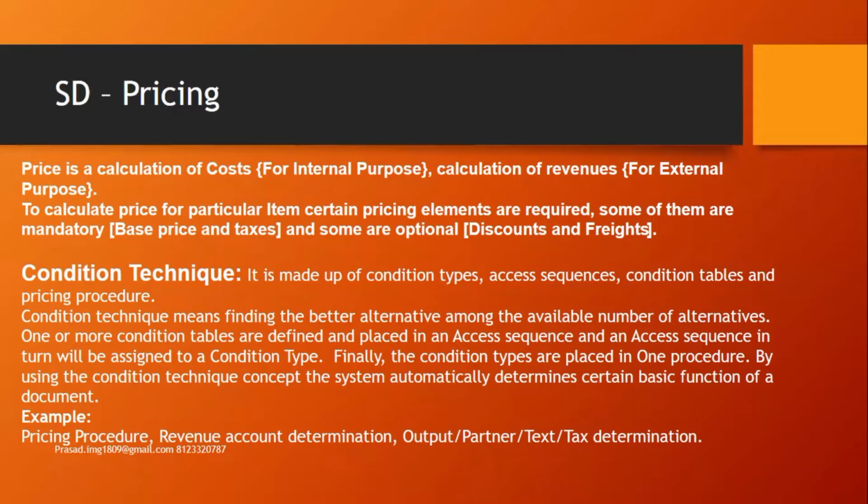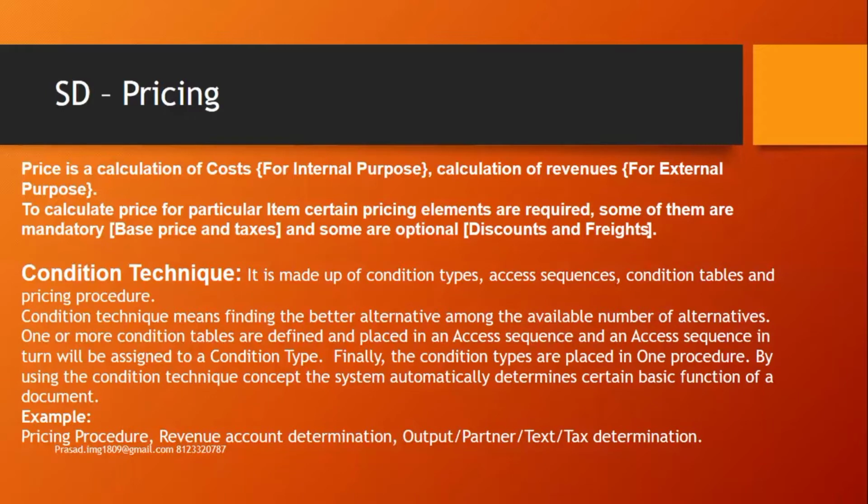For the calculation of costs also, we use pricing, which is integrated with the financial accounting and controlling module and the production planning module. These two modules are integrated with pricing during pricing procedure determination, in the pricing submodule of sales and distribution itself. In simple words, price is a calculation of cost for internal purposes and profits or revenues for external purposes. Some of the pricing elements are mandatory, without which we cannot proceed further.